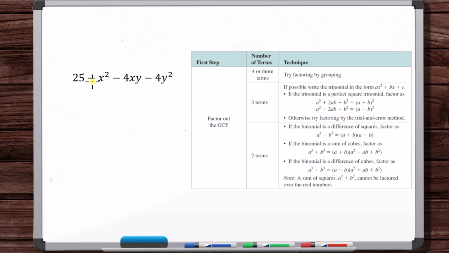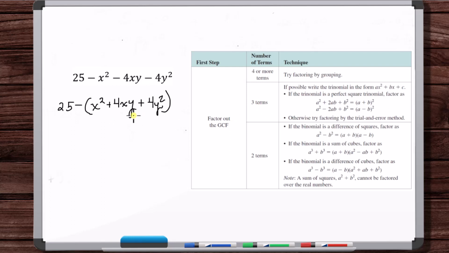So then you could say, well, let's leave this 25 by itself and group these terms together. So let's take out a minus 1 to make everything positive. So x squared plus 4xy plus 4y squared. Okay, so now let's factor this. Greatest common factor? No, there is none. 3 terms. Okay.